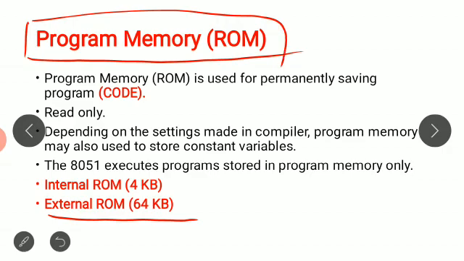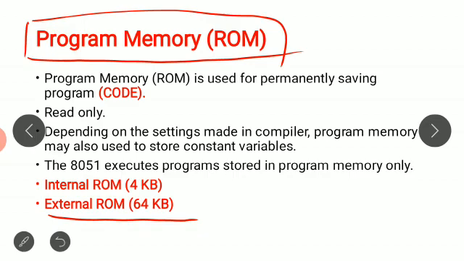Okay, so this, as I told you, is the permanent memory, where the program or the code is saved. It is also the read only memory. That means you cannot make changes to the ROM once the program is burned in ROM, so no changes are allowed. Okay, and depending on the settings made in the compiler and program memory, 8051 can store some constant variables also in ROM.